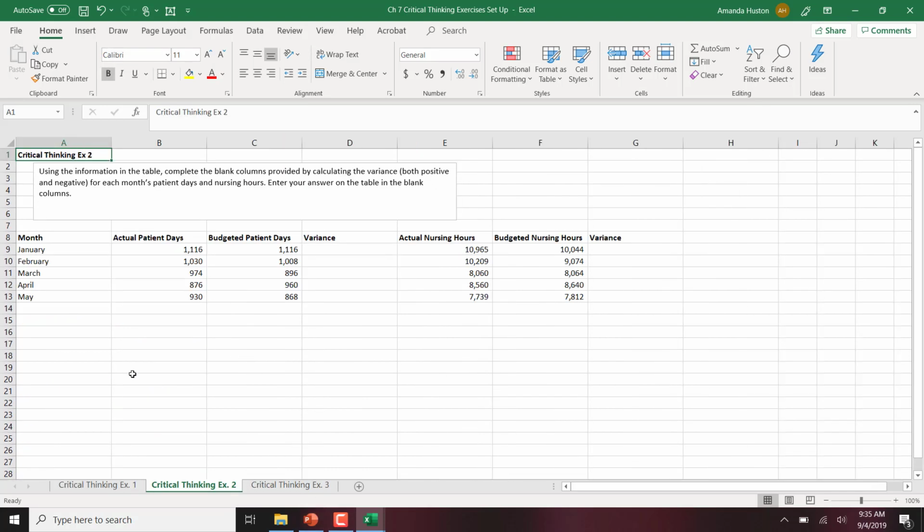All right, so moving on to critical thinking exercise number 2. Use the information in the table to complete the blank rows. They want to know actual patient days and budgeted patient days. So they want to know the actual. All I would do is take the actual in January minus the budgeted.